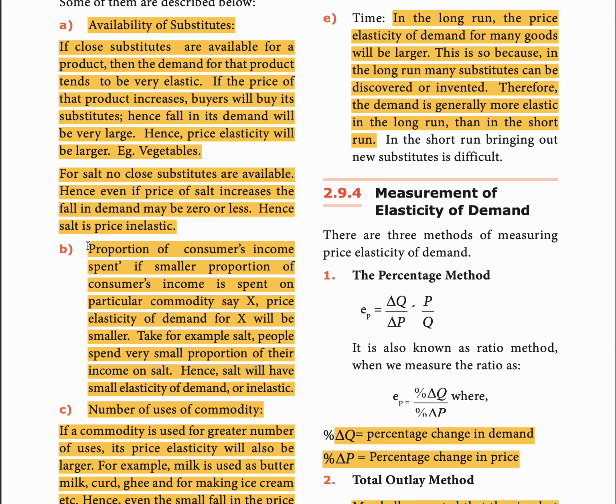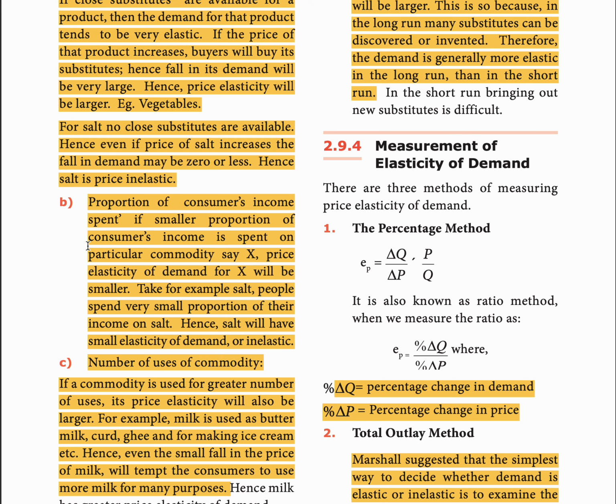If a commodity is used for a greater number of purposes, its price elasticity will also be larger. For example, milk is used for many purposes, hence even a small fall in price will tempt the consumer to use more milk, right? So if there is a small downfall in the price of milk, then people will buy more milk, right? So its price elasticity will be larger.